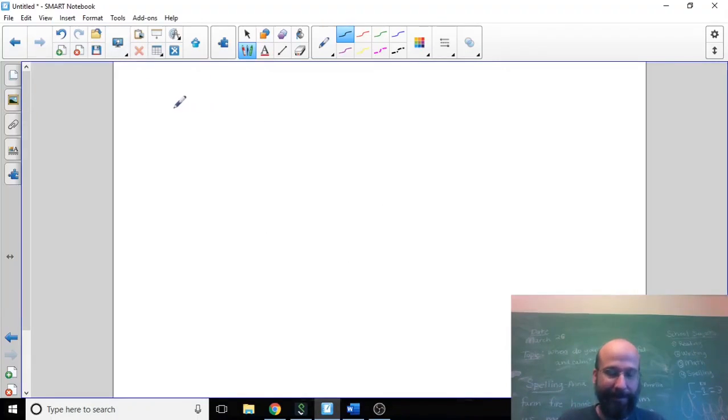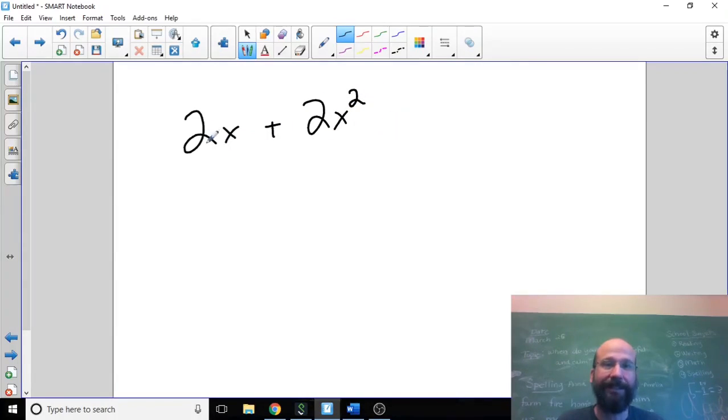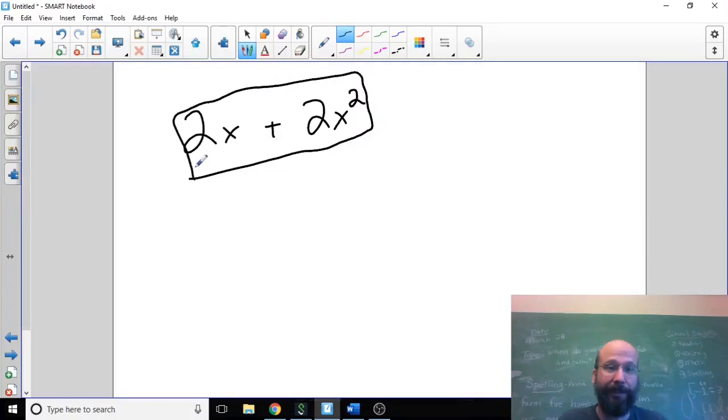The only other thing that we haven't talked about are the exponents. Remember I said a like term has to have the same exponent. This is 2x plus 2x squared. This exponent is an imaginary 1, this exponent is 2. They're different, so we cannot add them. This would be simplest form. This would be our answer.